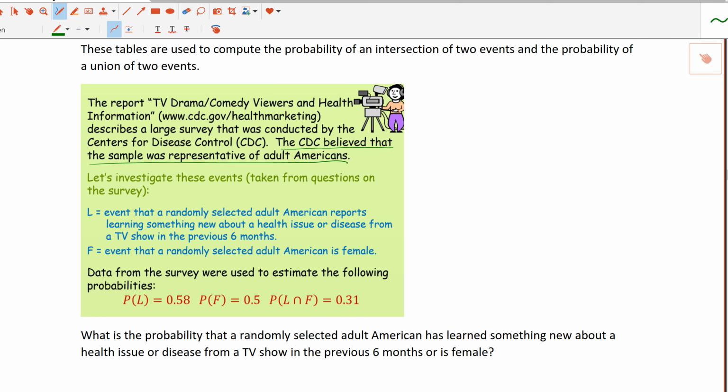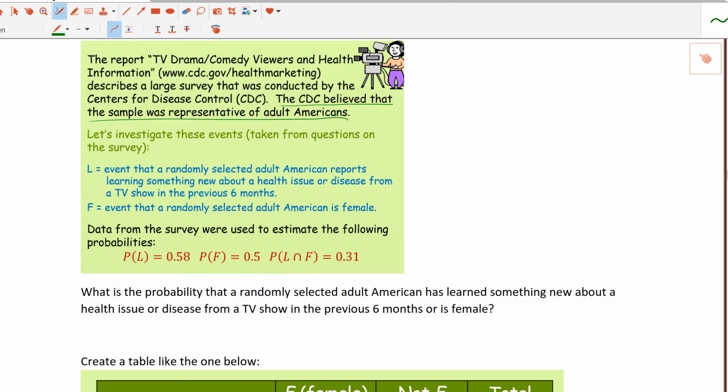So these are the things that we know. We know that the probability that somebody reported learning something new was 0.58. The probability that the American adult was female was 0.5. So basically half were female, half were male. And the probability of the intersection, so that meant that the person said they learned something new within the 6 months and they were female, was 0.31.